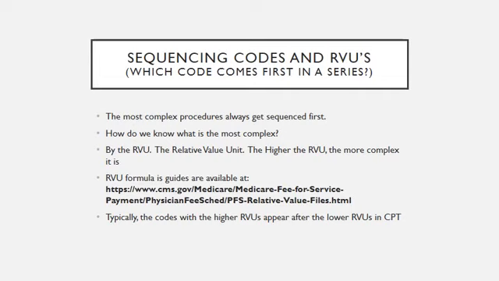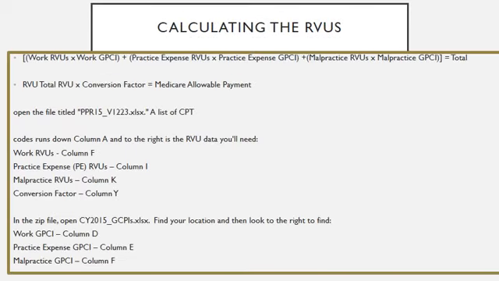And typically, the codes with the higher RVUs appear after the lower RVUs in CPT. Or maybe I should have said that backwards. Maybe the lower RVUs appear first and the higher RVUs come after. Okay, I like that better. All right, for those of you that need to know, this is something you will not be responsible for on the board exam. However, you may get a question related to how it's coded. So at least you need to know how it's coded.